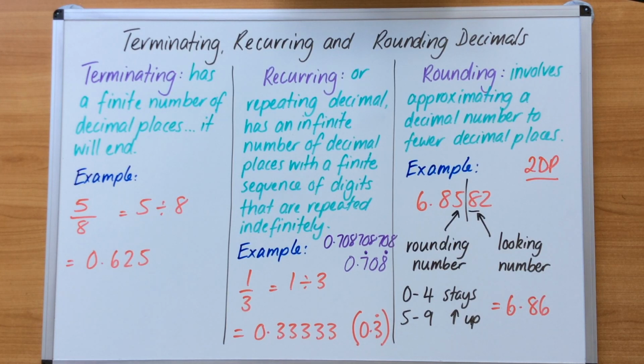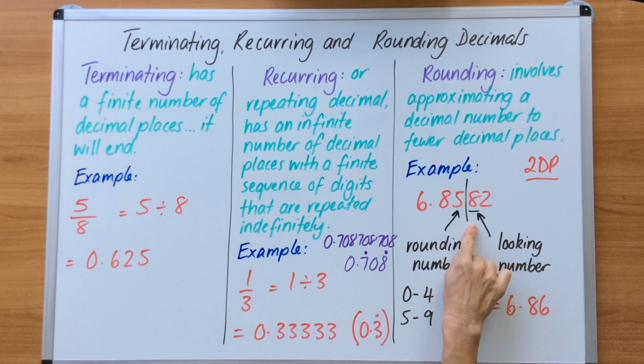And rounding decimals. Rounding decimals involves approximating a decimal number to fewer decimal places. So we're trying to shorten it. So the example I've got here, I've given you 6.8582. We're rounding to 2 decimal places, which is why I've put the line through the middle of the second and third decimals. And I've identified the rounding number and I've underlined the looking number.